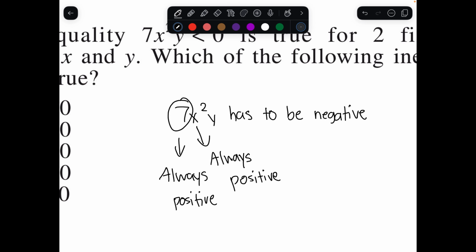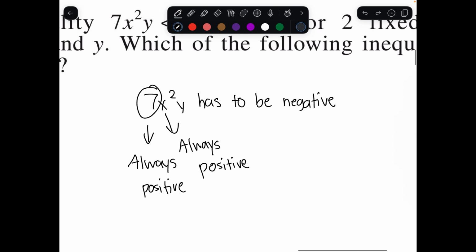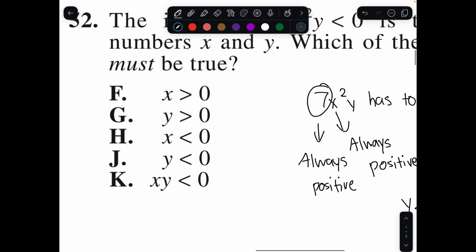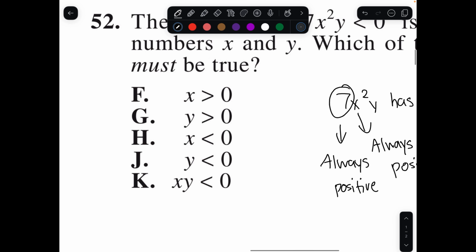So if 7 is always positive, and if x squared is always positive, and you want this whole thing, 7x squared y, to be negative, it only makes sense that y has to be negative or less than 0. So y has to be less than 0, which matches answer choice J.